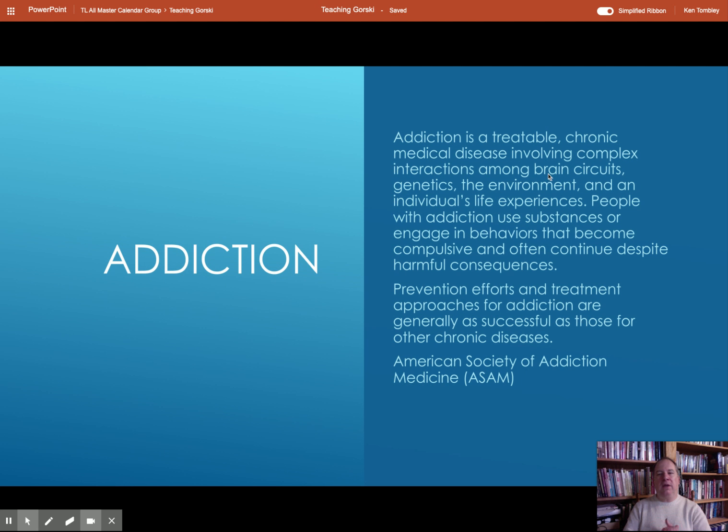So Gorski understands addiction as a disease. And so I put up the American Society of Addiction Medicine's definition of addiction. Addiction is a treatable, chronic medical disease involving complex interactions among brain circuits, genetics, the environment, and an individual's life experiences. People with addiction use substances or engage in behaviors that become compulsive and even continue despite harmful consequences. Prevention efforts and treatment approaches for addiction are generally as successful as those for all other chronic diseases.